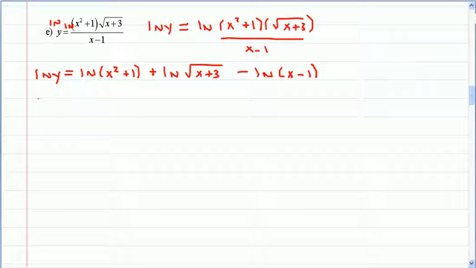I'm finding the derivative with respect to x, but I have the ln of y. So the derivative of the ln of y with respect to x is 1 over y times dy dx, or y prime, equals the derivative of the ln of x squared plus 1, which is 1 over x squared plus 1. I have to multiply this using the chain rule by 2x, which is just the derivative of the denominator, plus 1 over the square root of x plus 3.